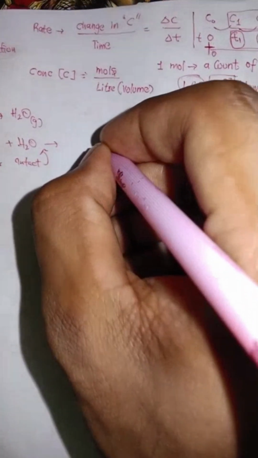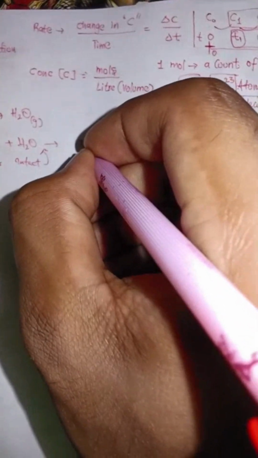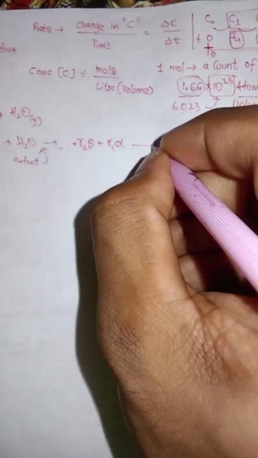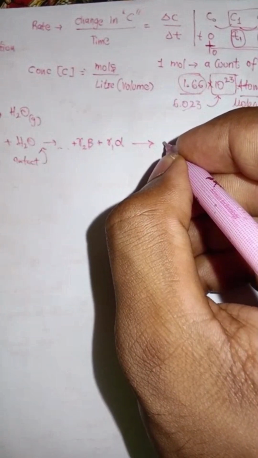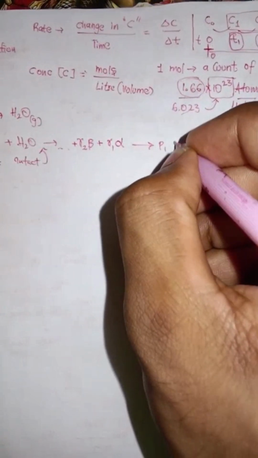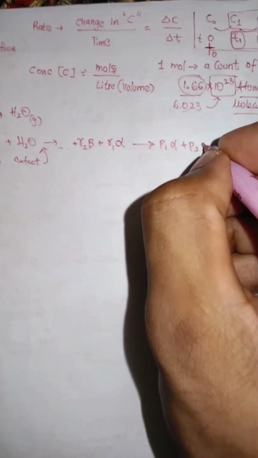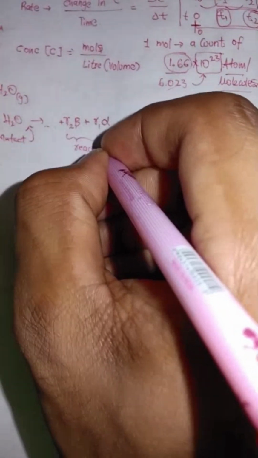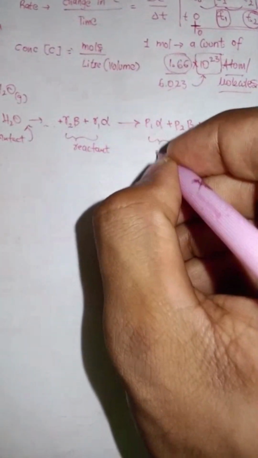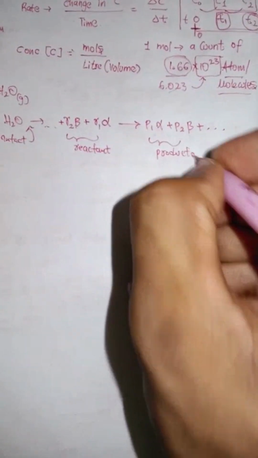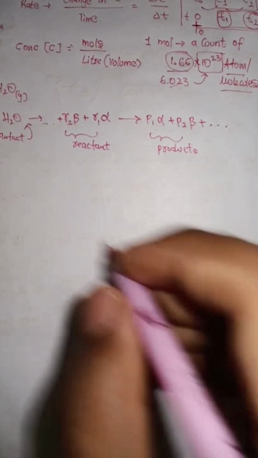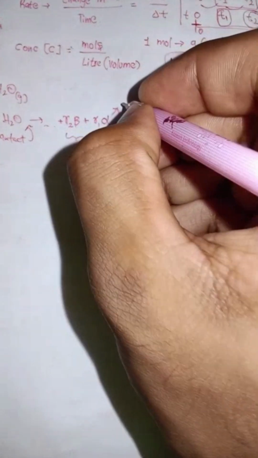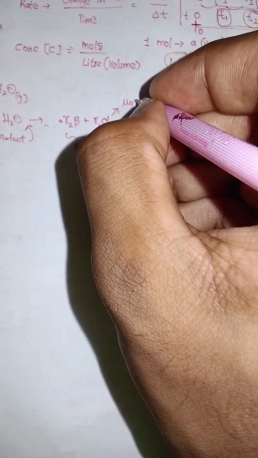Alpha R1 plus beta R2 plus and so on, and gives rise to P1 alpha plus P2 beta plus and so on. This is one of the generalized ways that we could write a reaction, where these are reactants and these are products after the reaction, and here these can be considered as molecules.